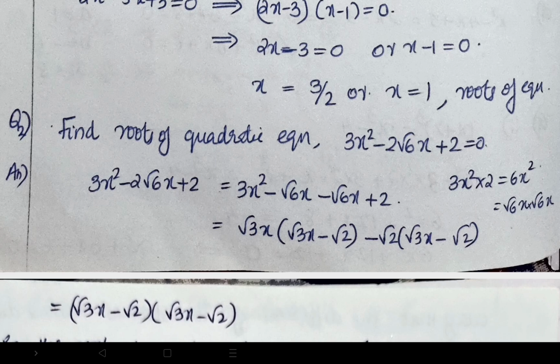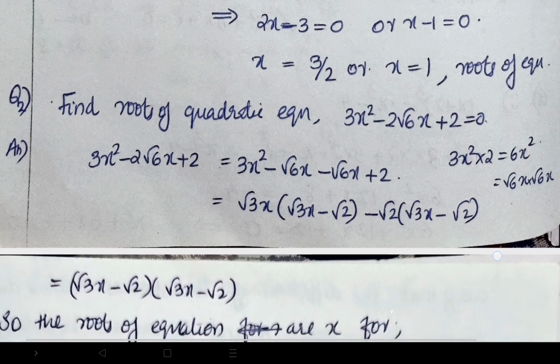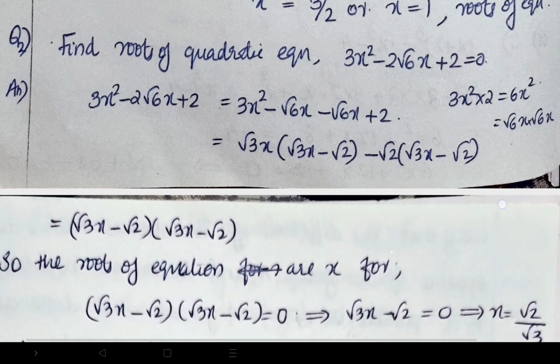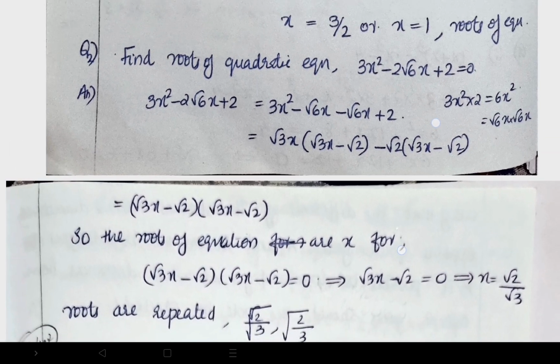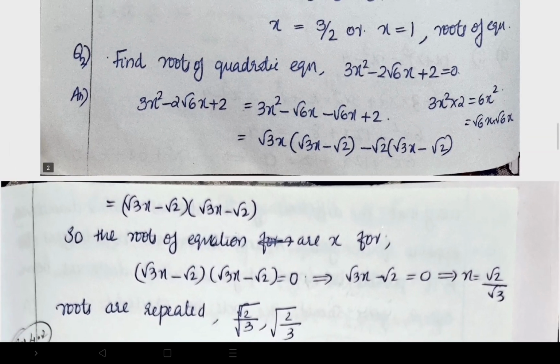Then you can use 3x square into 2, that is 6x square. Then again split it into the form like you are getting root 3x minus root 2 into root 3x minus root 2. Here you are getting something which is multiplied twice. That implies that x equal to root 2 by root 3 is a repeated value, and that root is repeated as root 2 by root 3 and root 2 by root 3 again.